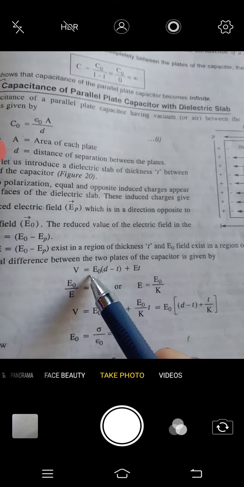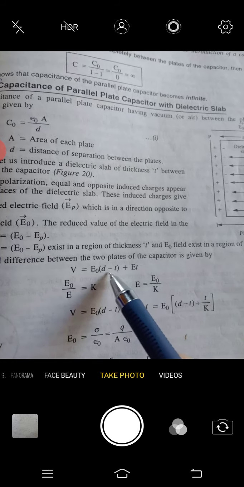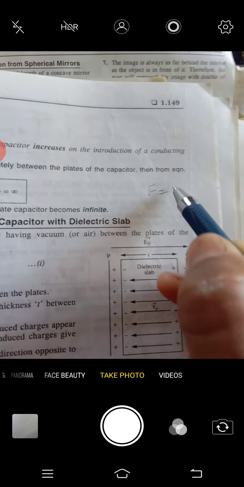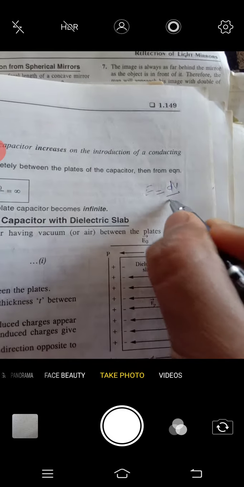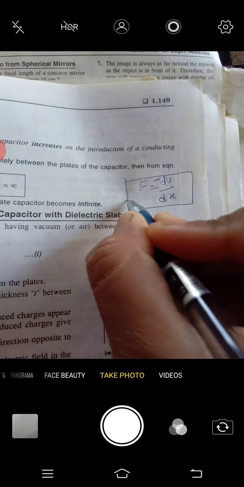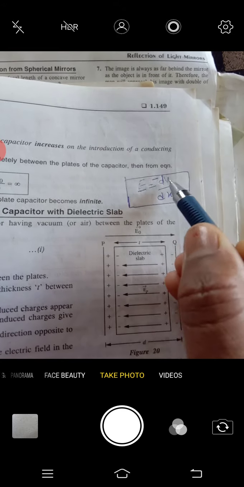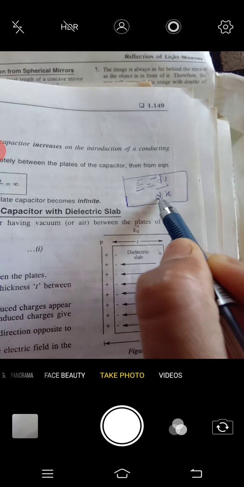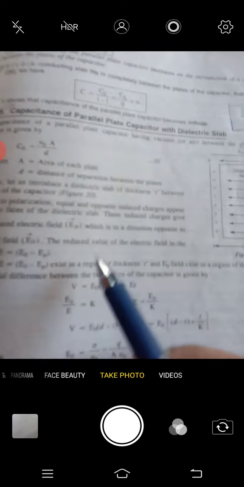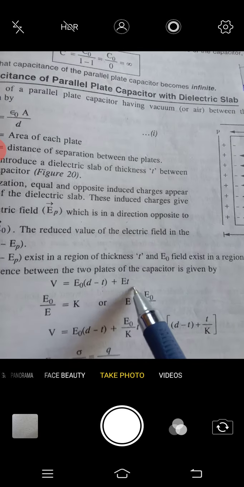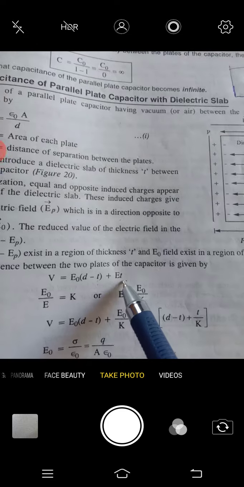So potential difference is always equal to electric field into distance. Now how electric field into distance? Because you know that E is equal to dV upon dx. Electric field is negative gradient of potential, means electric field is equal to potential upon distance. So potential will be electric field multiplied by the distance. That's why here potential is equal to electric field multiply distance plus electric field multiply distance. Now how this D minus t and t?